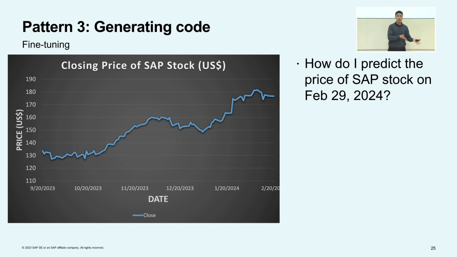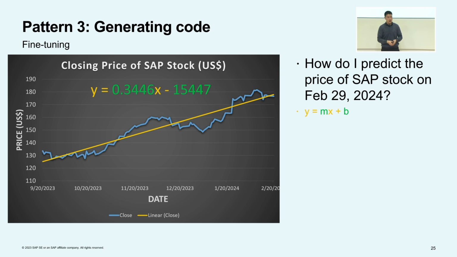So I'll go back to my original example to explain what fine-tuning is. Fine-tuning is taking that original set of parameters and just kind of making adjustments to those parameters, right? So for example, the model that I trained was on data until last Wednesday. And so that gave me a set of parameters, 0.3446 and 15447, right? Based on this data, these were the two parameters that got trained.